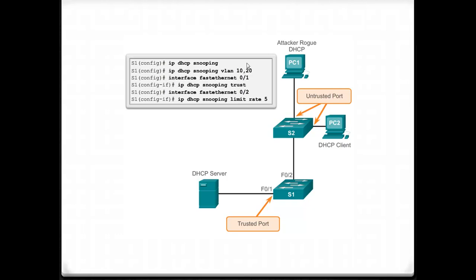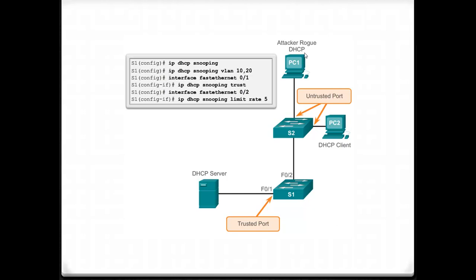We set the VLANs in which we want DHCP snooping to happen on. We go into our interfaces that are trusted ports and issue the ip dhcp snooping trust command. And then additionally and optionally, we can issue the ip dhcp snooping limit rate. What this does is this prevents the amount of fake DHCP requests that an attacker plugged into an untrusted port can make towards the DHCP server.